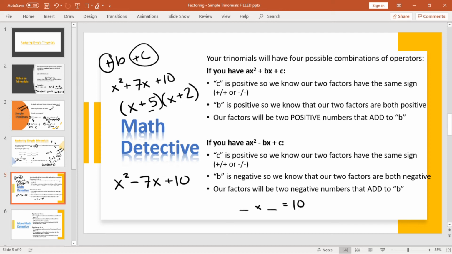10, but in order to make 5 and 2 equal -7, they must both be negative. -5 times -2 is still positive 10. -5 plus -2 is -7. So in this case, I look at my AC and my B line, and I discover that to make this combination, I need x minus 5, x minus 2.